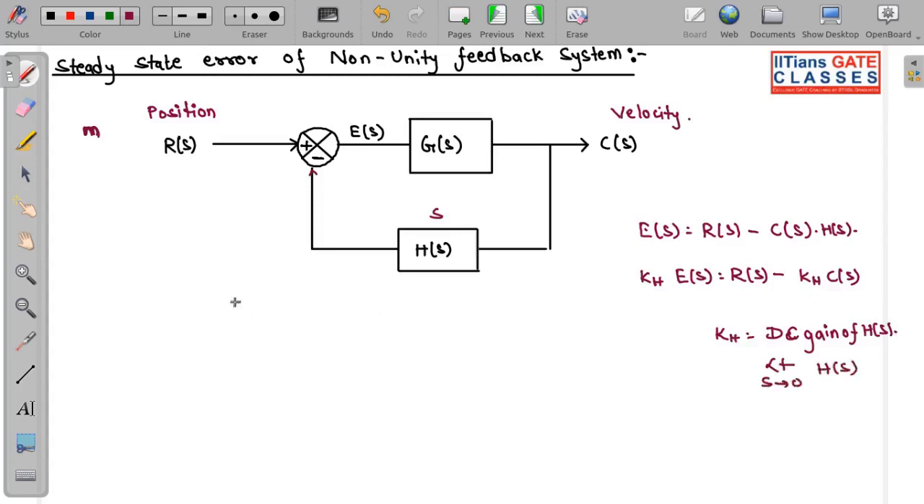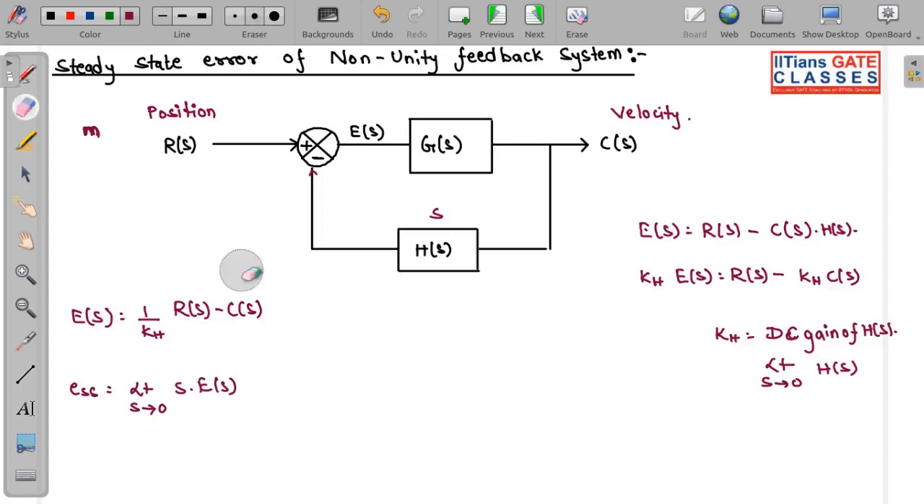So I can even write it like E(s) is equal to 1 by Kh times R(s) minus C(s). I can write it like this. So once again, if I want to find ess, from the final value theorem, limit s tends to 0, s times E(s) I can put. Okay, we can solve it like this. So we know E(s) is equal to 1 by Kh times R(s) minus C(s).